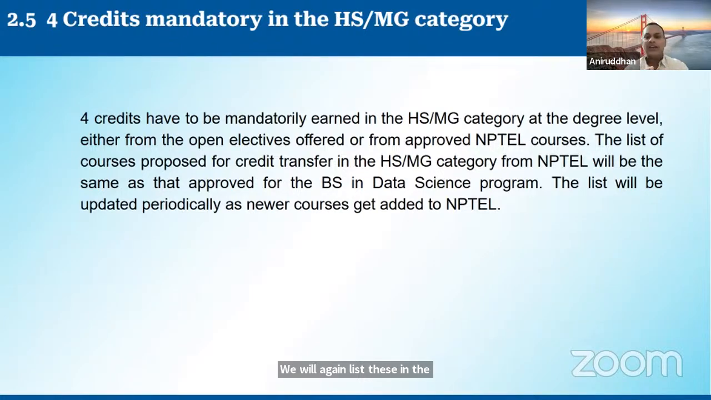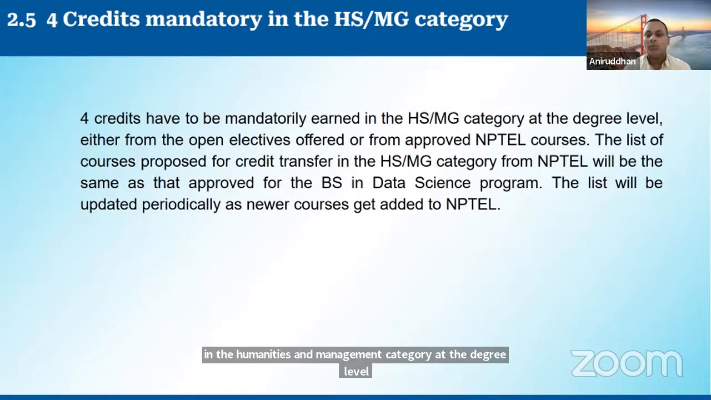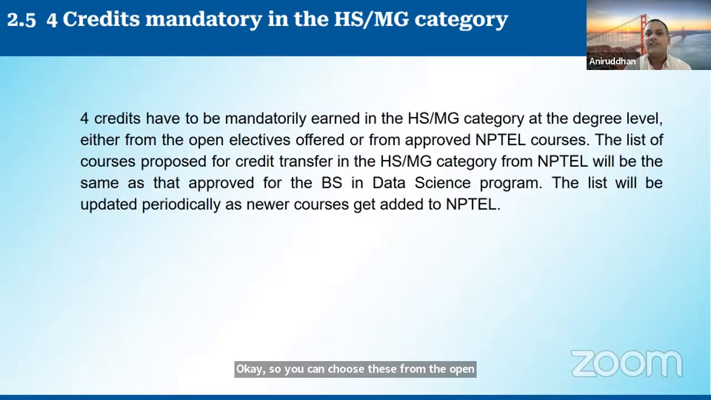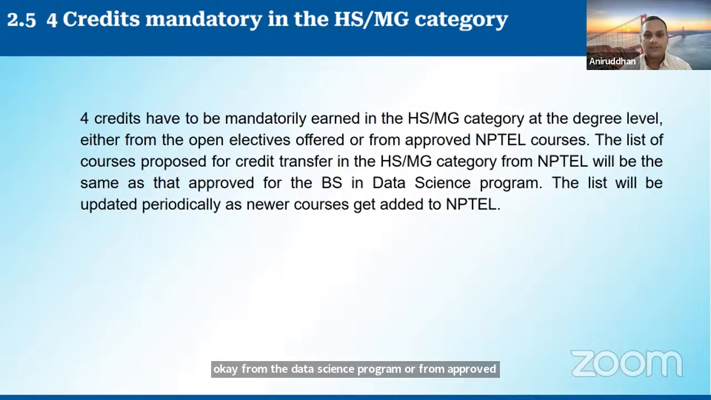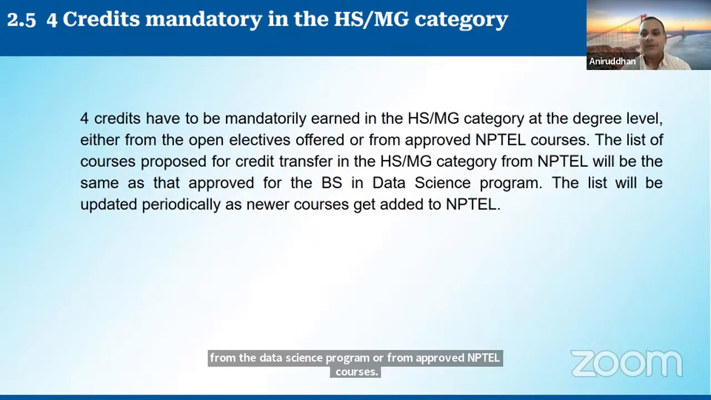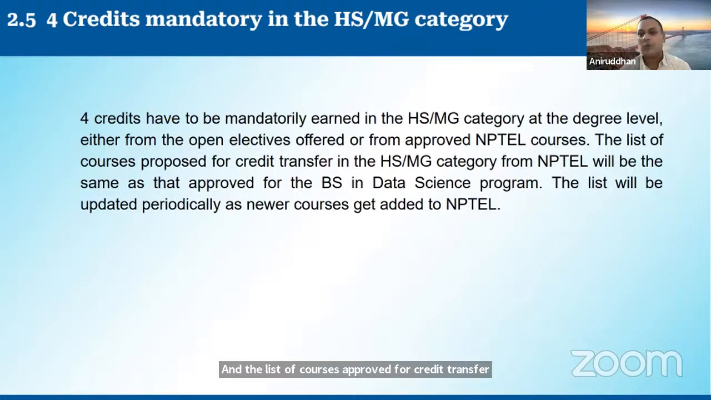We are also going to make 4 credits mandatory in the humanities and management category at the degree level. You can choose these from the open electives that have been offered from the data science program or from approved NPTEL courses. The list of courses approved for credit transfer from NPTEL will be the same as for the data science program that has already been approved in the past. We will list them under the BS in Electronic Systems on the website under our structure as well.